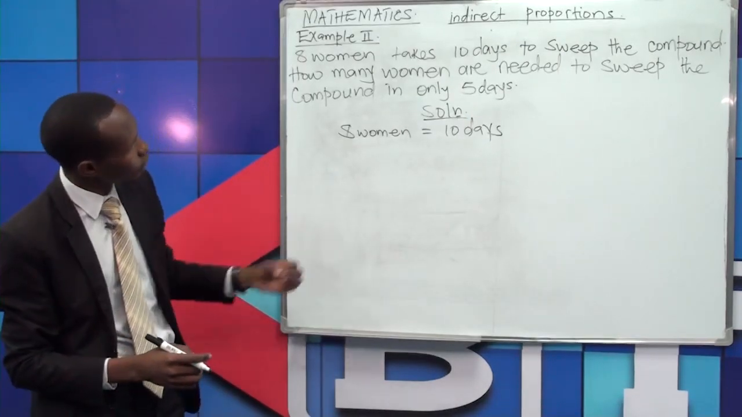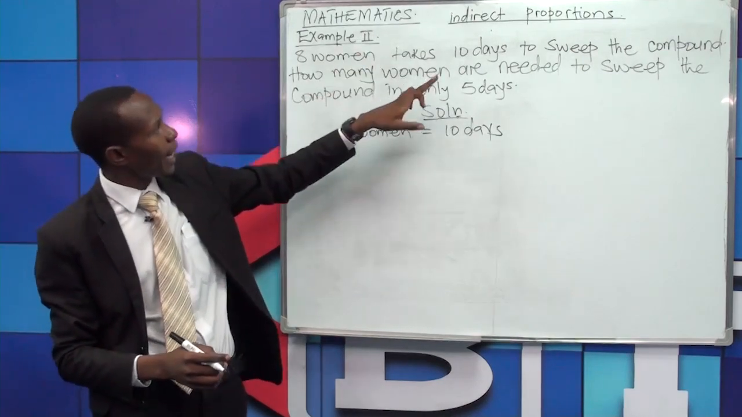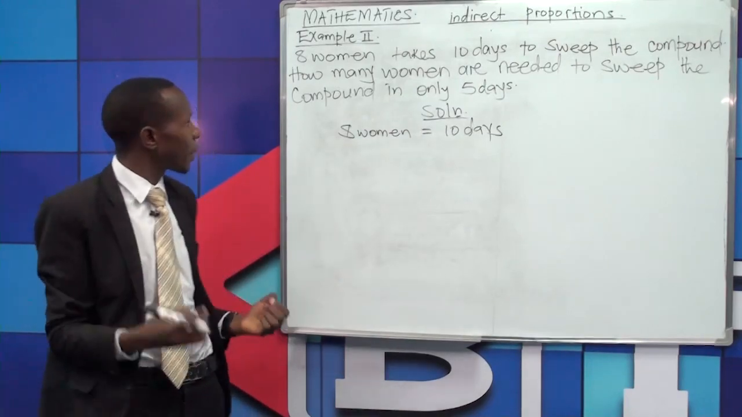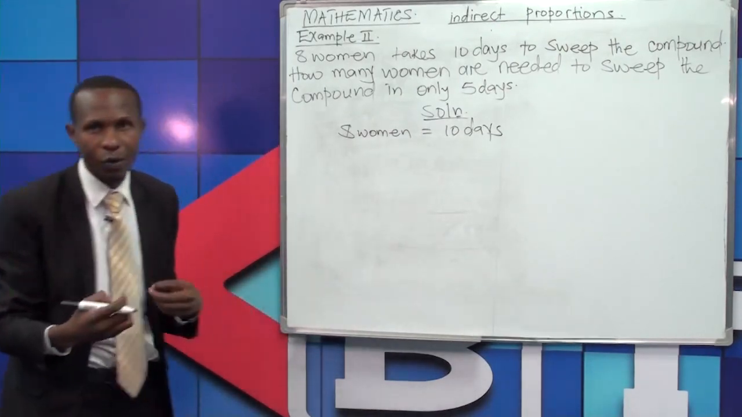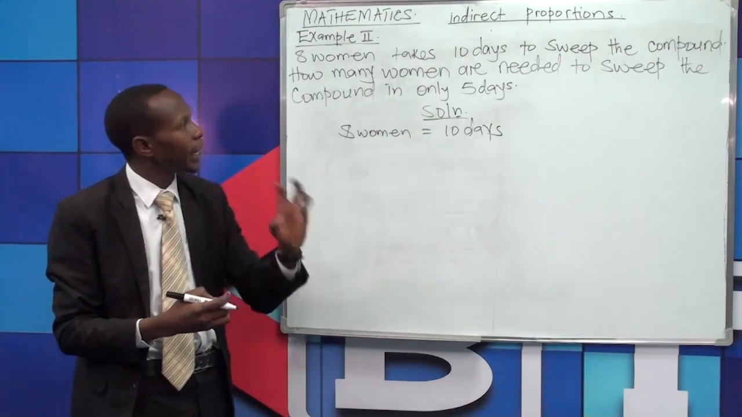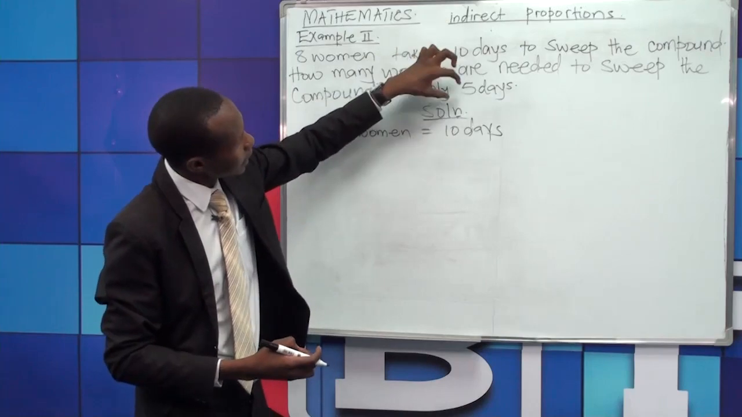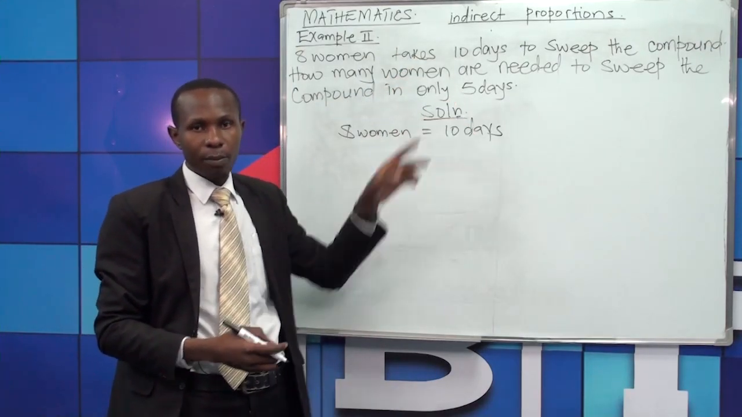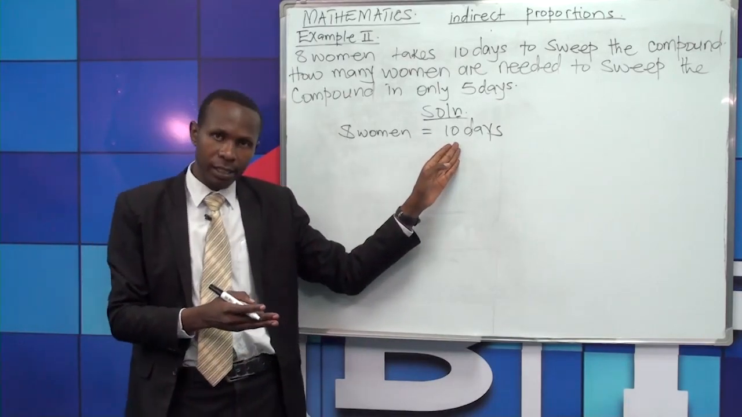Now, when we continue, the question is asking us how many women are required or needed to sweep the same compound in 5 days only. So when you look at the period here, the period has been reduced from 10 days to 5 days. Remember, when there are 8 people, they take 10 days.